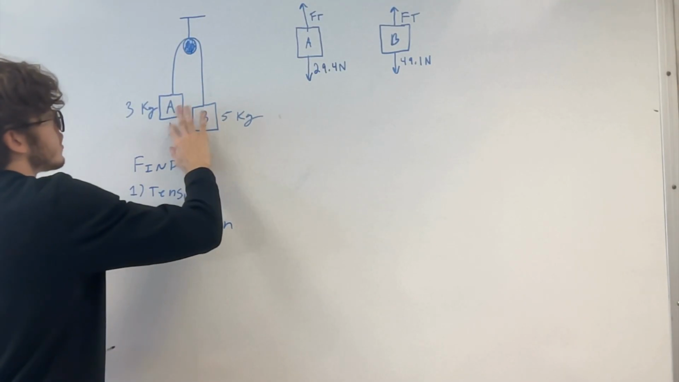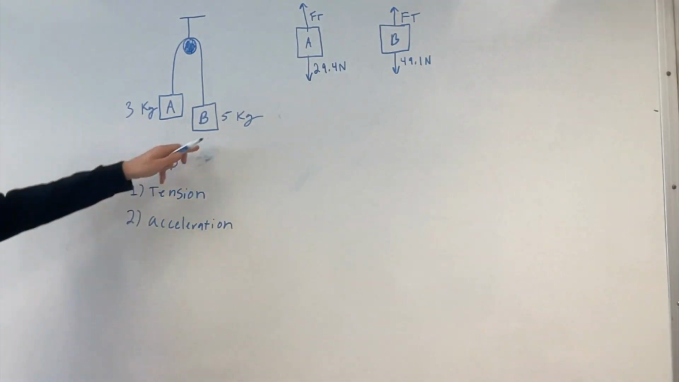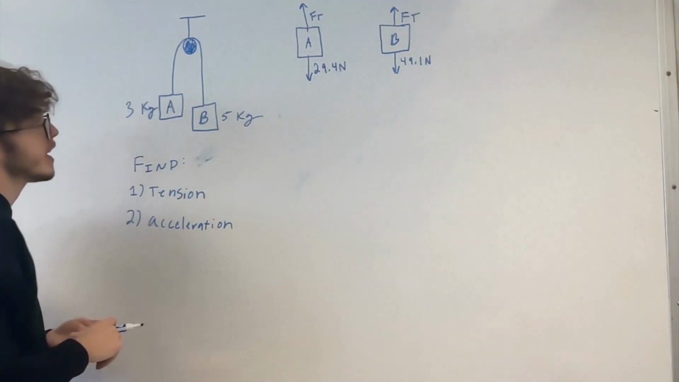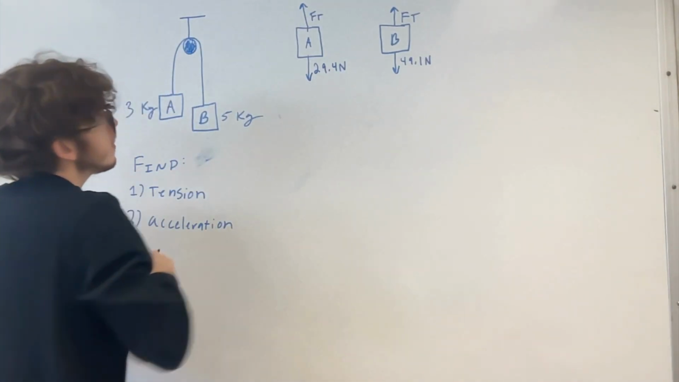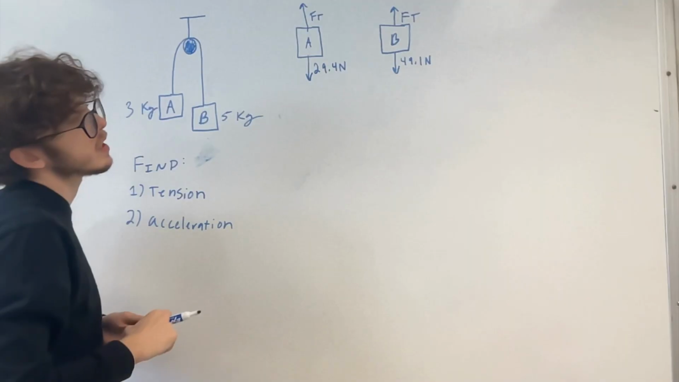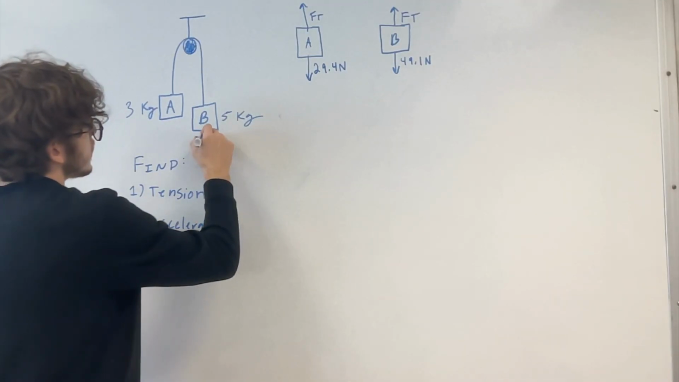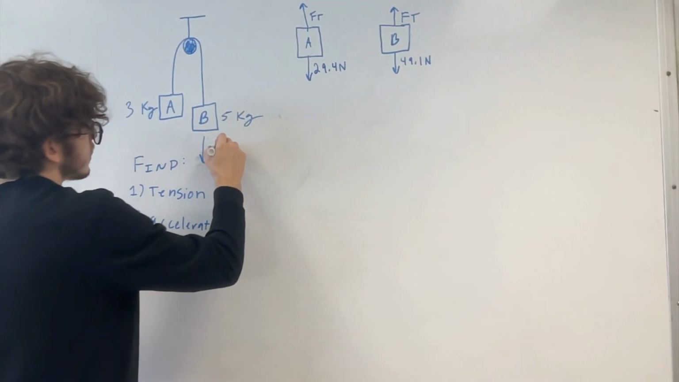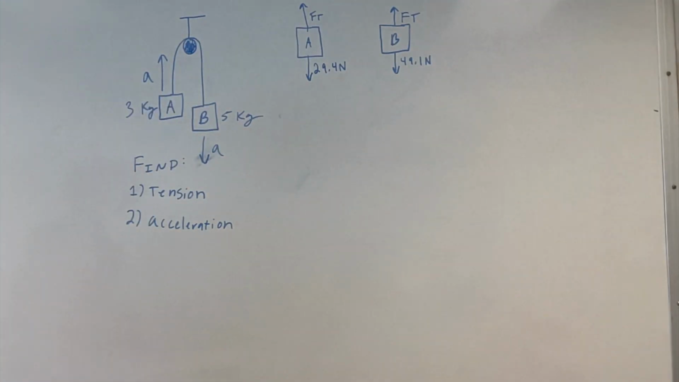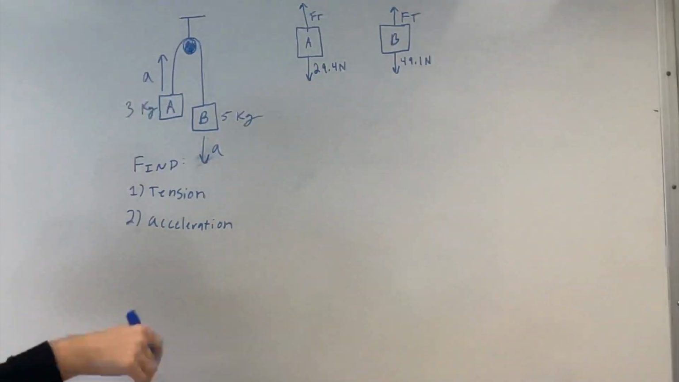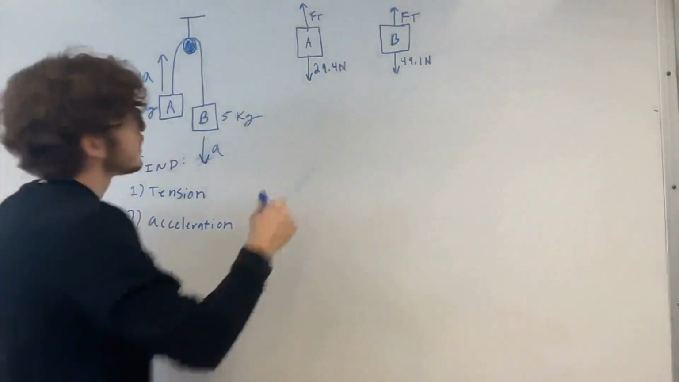Well, just look at the mass. Who has a greater mass? Block B. So if it's heavier on that side, it has a greater force here. Granted, that force of tension is equal. We know that block B is going to move down at some acceleration, and block A is going to accelerate up at some acceleration. So let's make a relationship here.